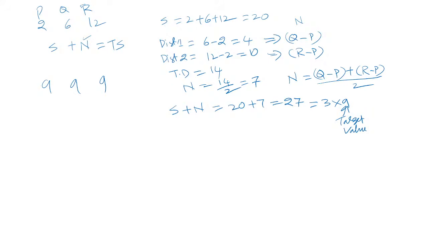Got it? Now we'll take a different test case which we have not seen. For example, I have a test case like this: 1 5 and 9. Can you tell me the target value for this? Take 2 minutes and type in the chat. Type n is equal to how much, the number of operations required, and also what is the target value. These two values you type in the chat.